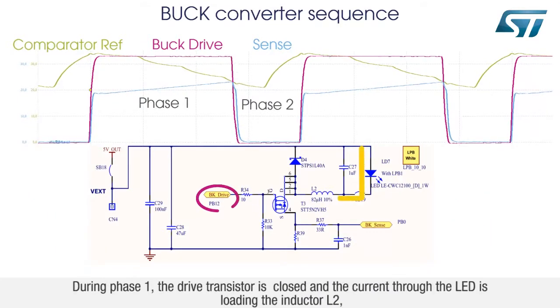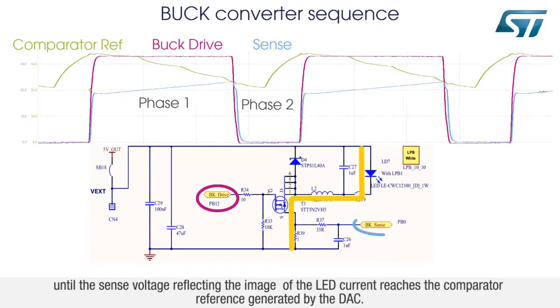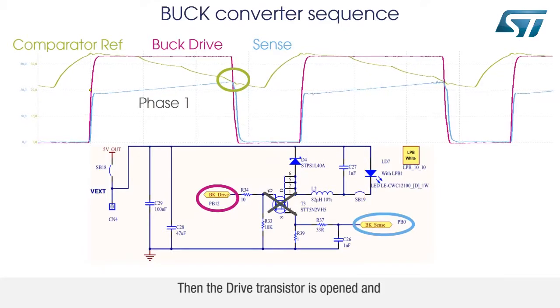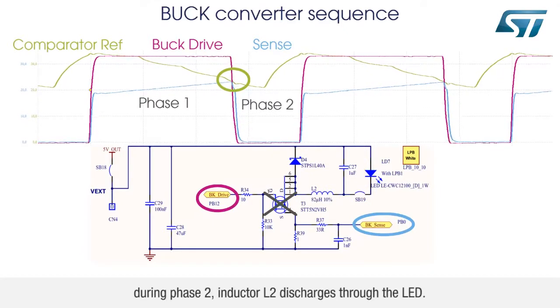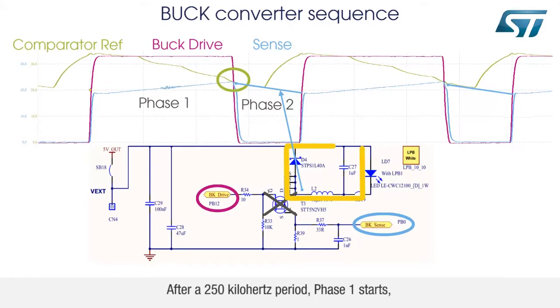During phase 1, the drive transistor is closed and the current through the LED is loading the inductor L2 until the sense voltage reflecting the image of the LED current reaches the comparator reference generated by the DAC. Then the drive transistor is opened, and during phase 2, inductor L2 discharges through the LED. After a 250 kHz period, phase 1 starts again.